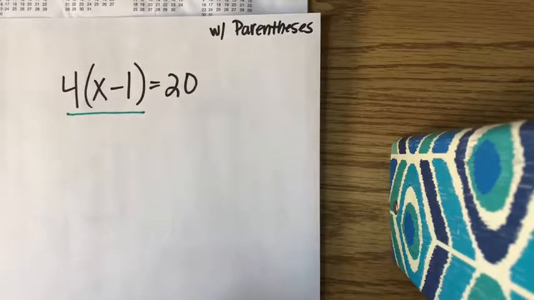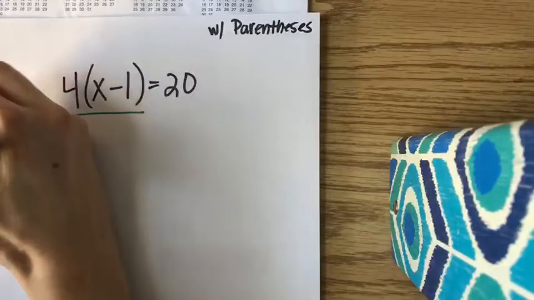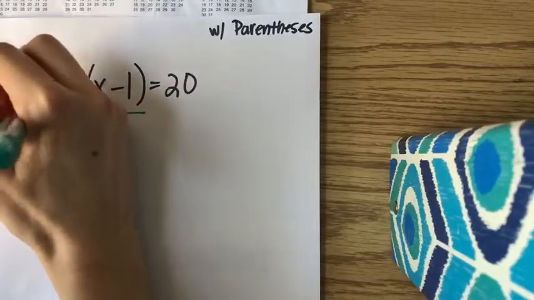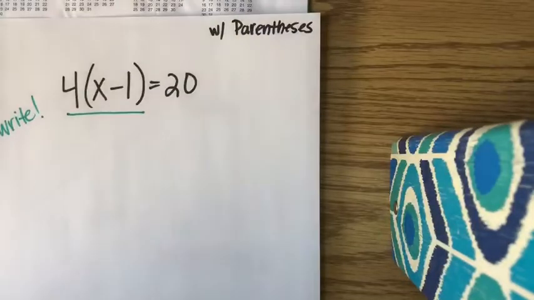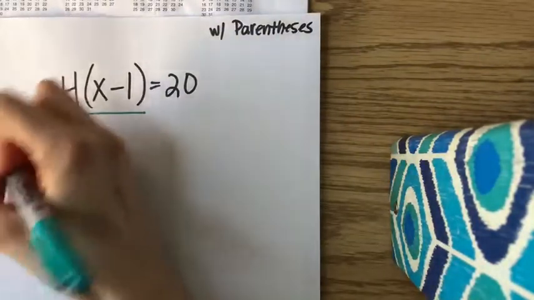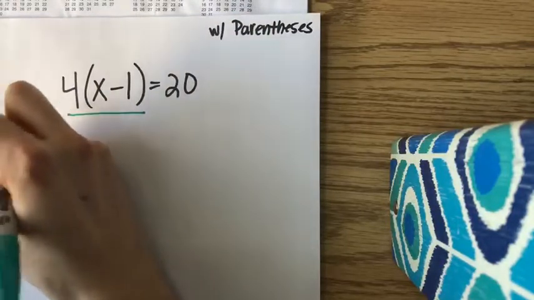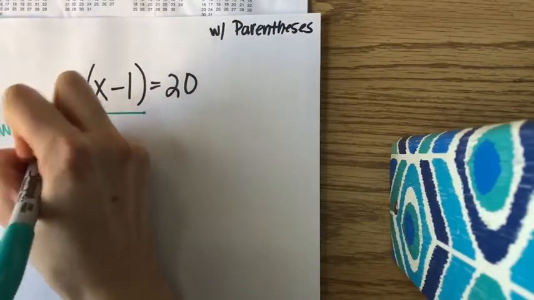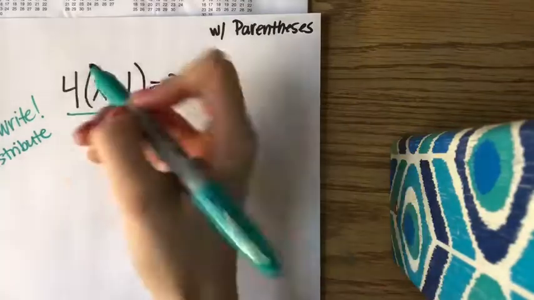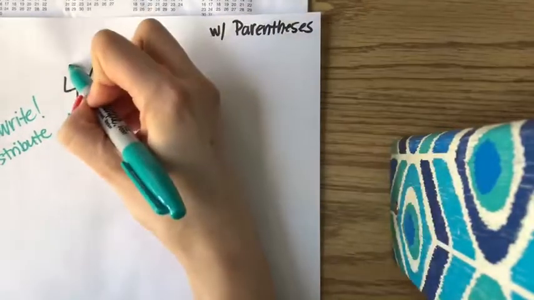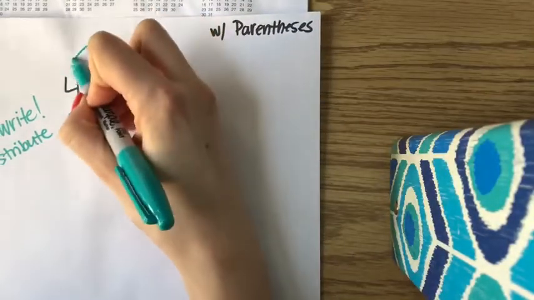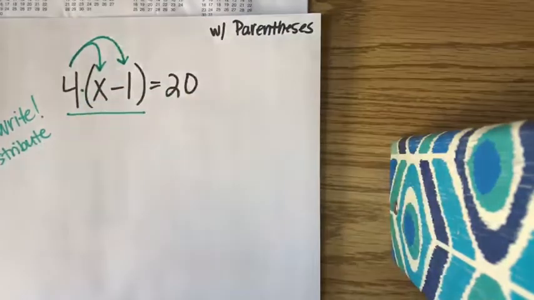To do that, I'm going to have to rewrite the equation. Rewrite it. And rewriting it, I'm going to rewrite it by distributing. So distributing means that I'm going to take this 4 and I'm going to multiply it with both of the terms inside of parentheses that I have.